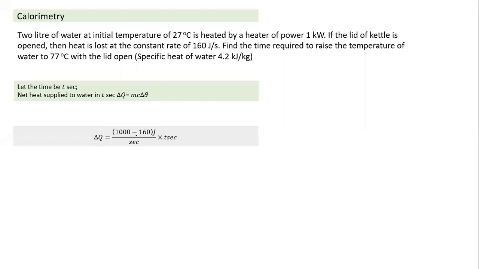What will the mass be here? Since I use joules, the right hand side should also be in a similar unit, so mass should be in kg. So 2 liters is what? 2 liters is actually 2 kg. C will be in SI unit. C will be substituted as 4.2 into 10 to the power 3 joules per kg.